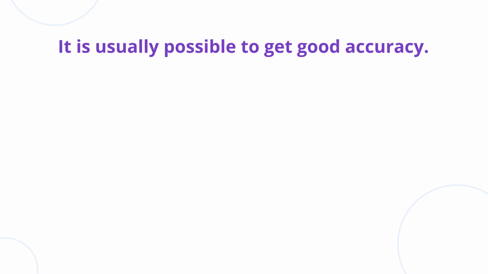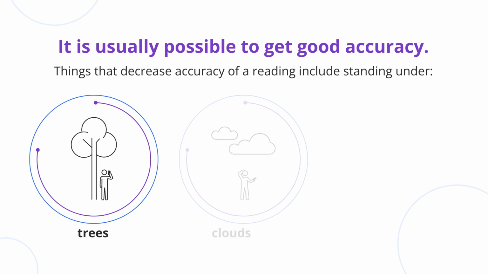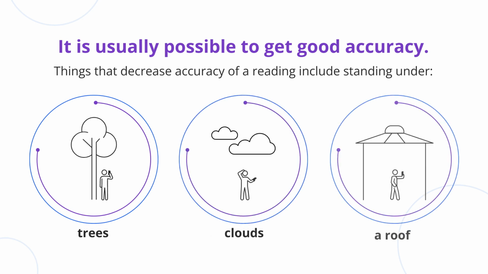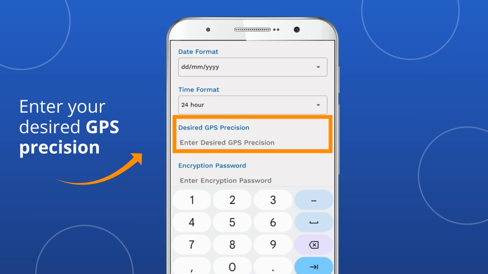There is a large network of satellites, so it is usually possible to get good accuracy. Things that decrease the accuracy of a reading include standing under trees, clouds, or a roof. 30 meters is a good number to use.